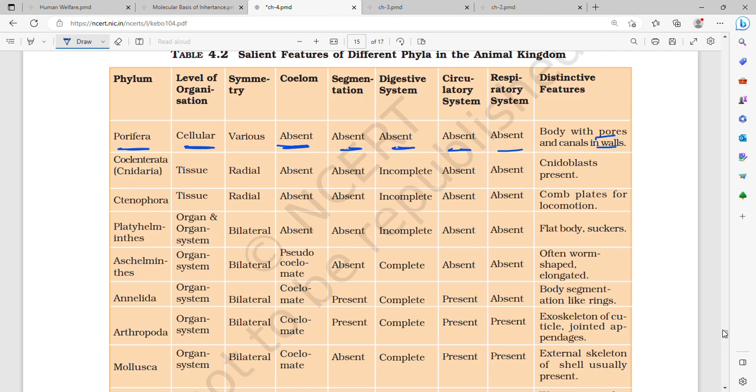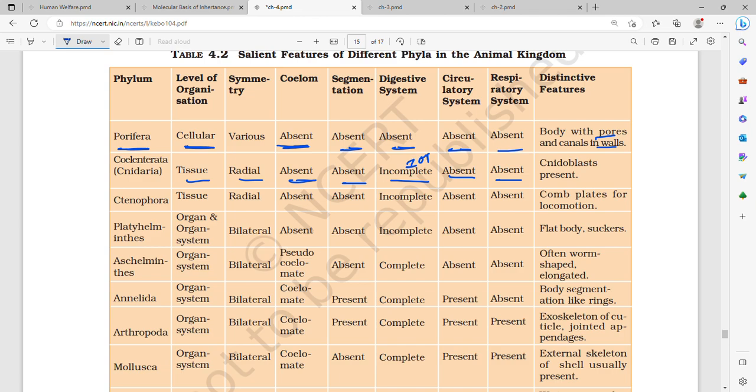They both are marine. Then Coelenterata or Cnidaria: tissue level of organization, radially symmetrical. That is, any plane you pass through the central axis will divide it into two equal halves. They are acoelomates, no coelom. Segmentation is absent. Digestive system is incomplete, that is, they only have one opening. Circulatory system absent. Respiratory system absent.